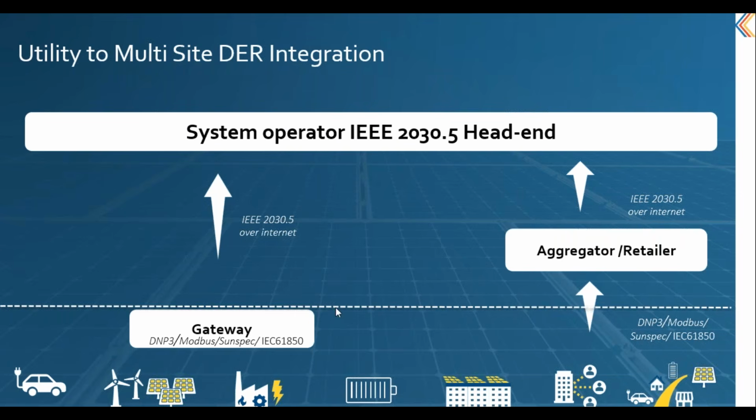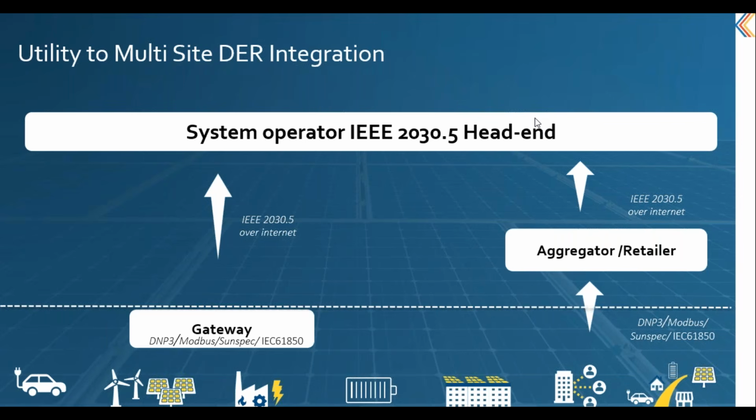There are primarily two ways of integration: either directly from the DERs to the system operators through a gateway, or through an aggregator. There's a retailer sitting in between and managing all these DERs. All the data can go through the aggregator or retailer servers, and from there could be a 2030.5 connection to the utility system operator network. So these are the two types of integration options for DERs with the utilities.